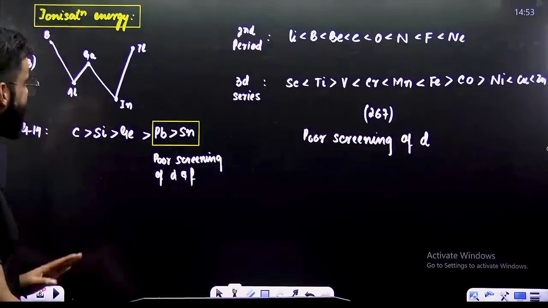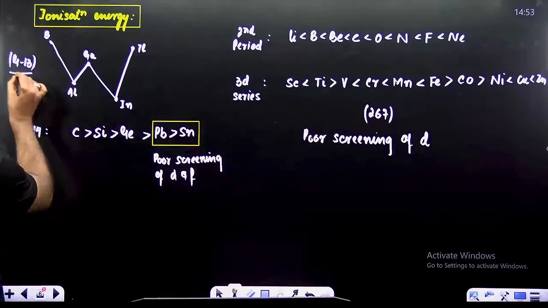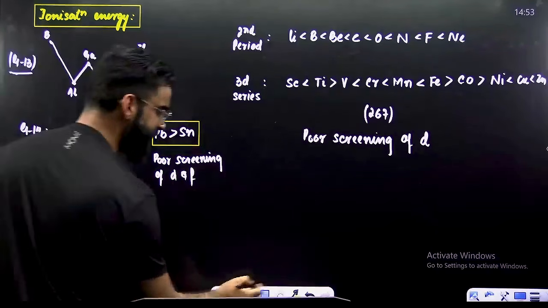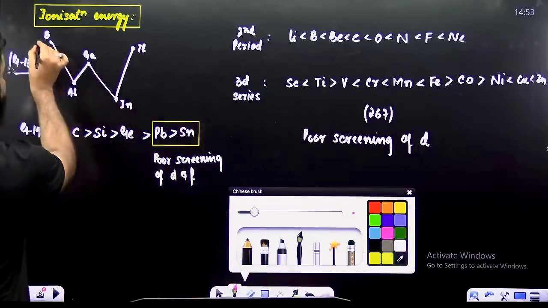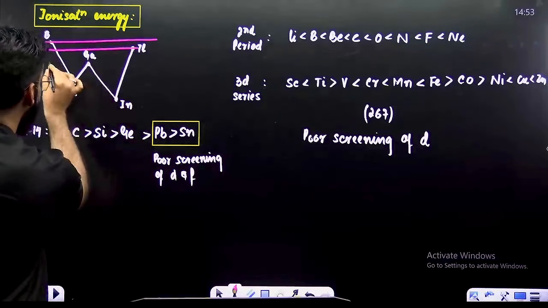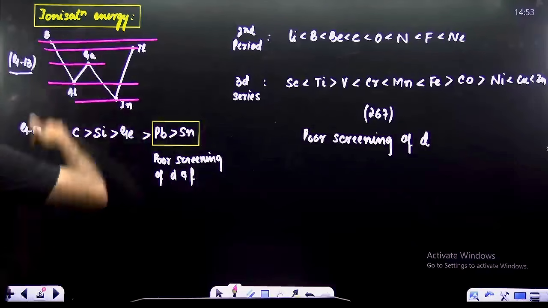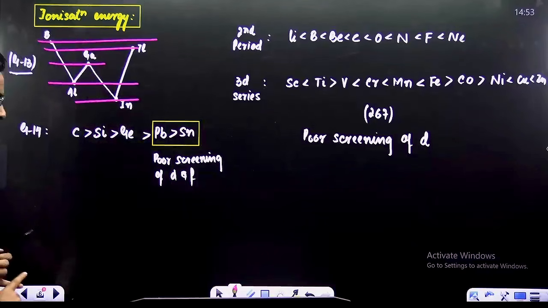Now the order of ionization energy. When it comes to group 13 elements, my dear students, boron has maximum ionization energy. Then comes your thallium. Then comes your gallium. Then comes your aluminium. And then comes your indium. So this is the order of the ionization energy when it comes to group 13, right?